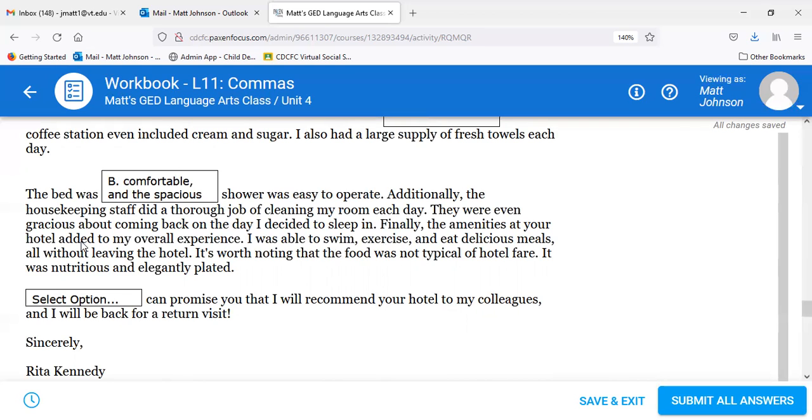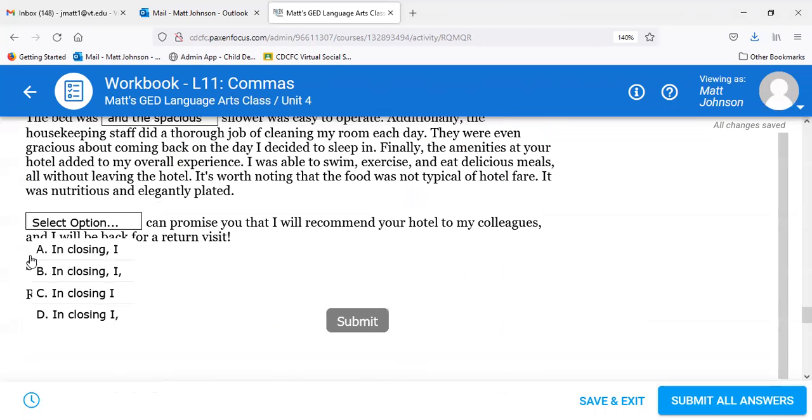Additionally, the housekeeping staff did a thorough job of cleaning my room each day. They were even gracious about coming back on the day I decided to sleep in. Finally, the amenities at your hotel added to my overall experience. I was able to swim, exercise, and eat delicious meals, all without leaving the hotel. It's worth noting that the food was not typical of hotel fare. It was nutritious and elegantly plated. Finally, in closing, I can promise you that I will recommend your hotel.